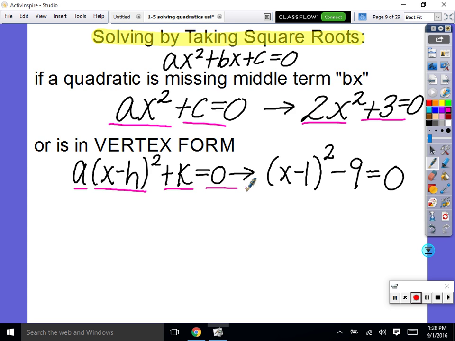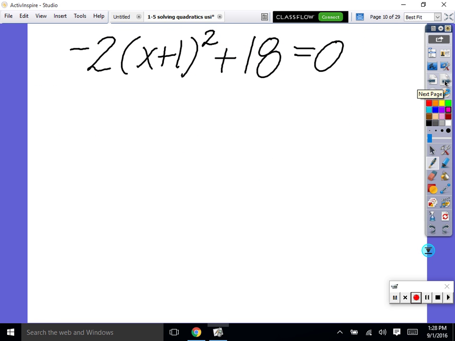Here we go. First example. Not on your paper, but you could see it on the test. That's why I'm doing it. So we isolate, everybody look, it's in vertex form, right? So we would solve by taking square root. So we isolate the square. We would subtract 18. If you're not watching, you're going to miss it on the test.